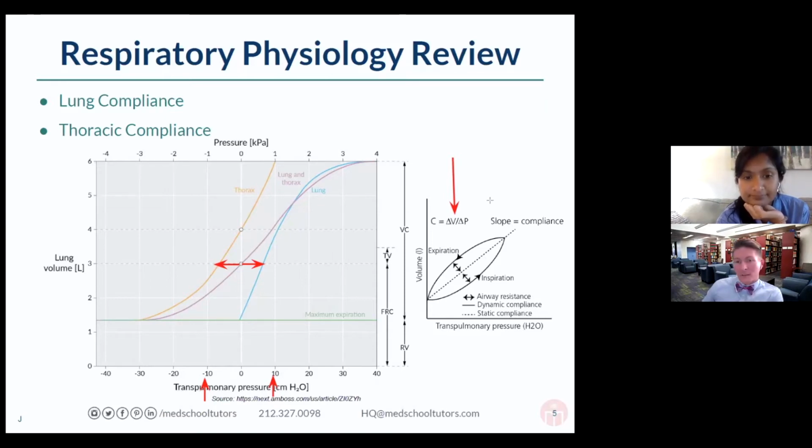The final little thing to take away from this then is that compliance really doesn't want to go either direction. You have lung disease no matter what you do to compliance, so it's best if we just don't mess with it and don't change it.